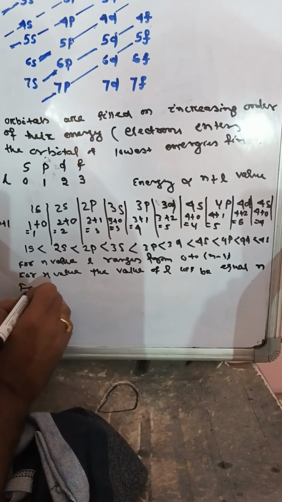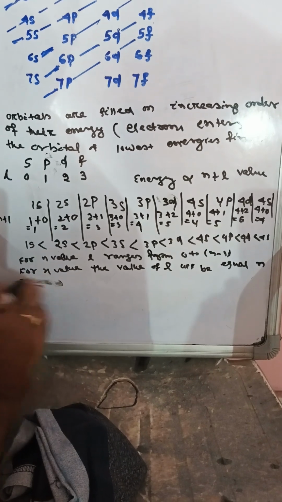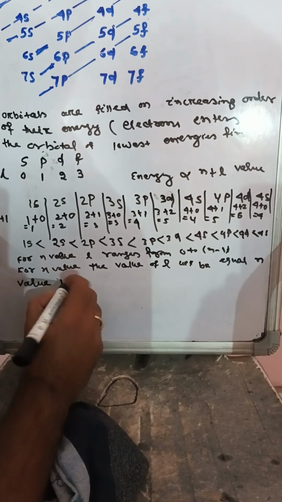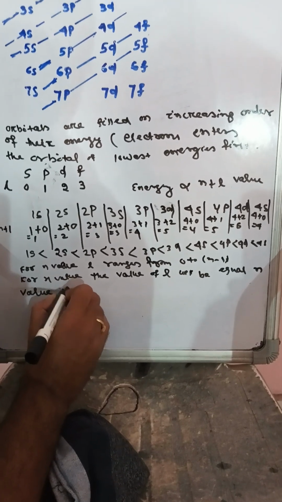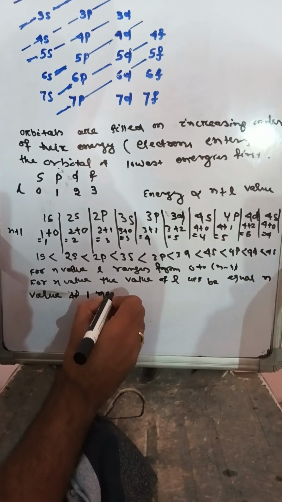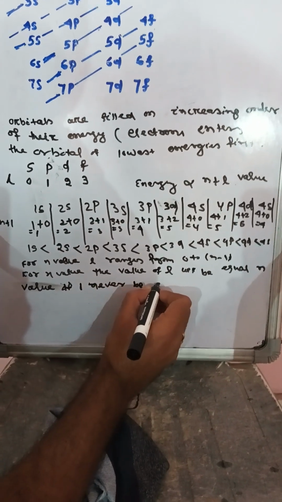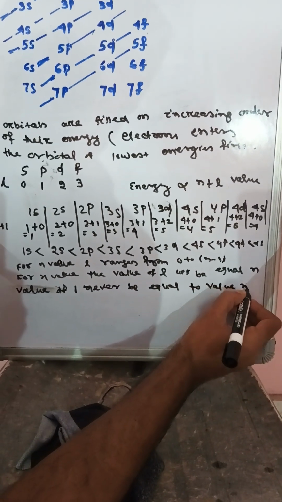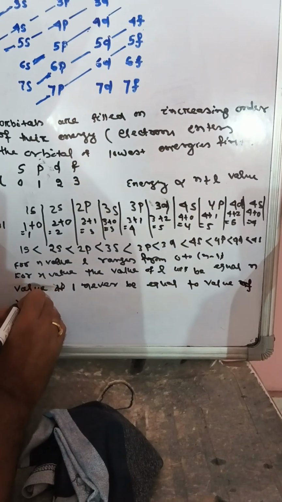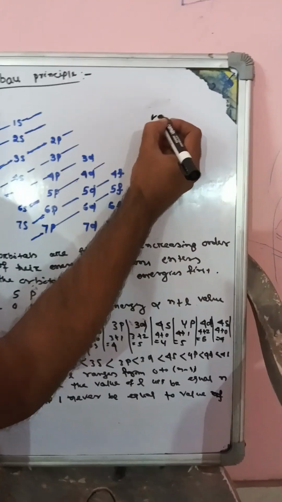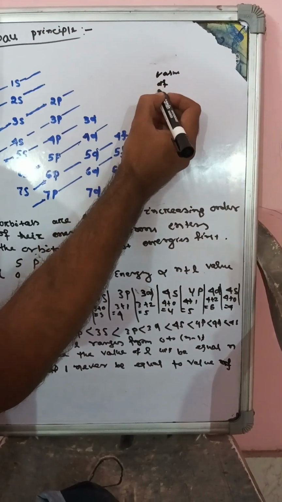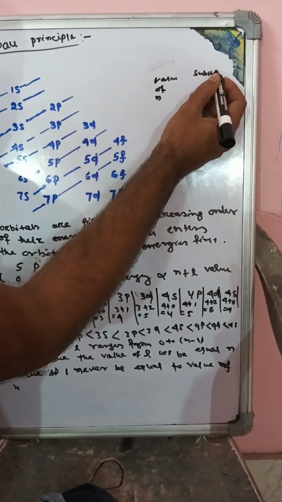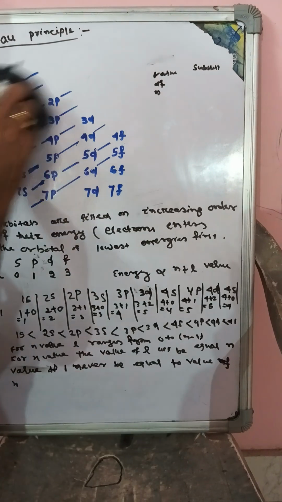For n value, the value of l will never be equal to the value of n.